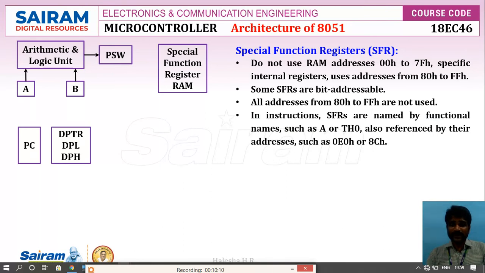In an instruction, we can specify an SFR either by its functional name or by its address. Like the A register is a special function register. We can specify it as A or by its address, 0E0H. TH0 means timer high byte 0. We'll discuss it later. Its address is 8CH. So in an instruction, SFRs can be named by functional name or by address.